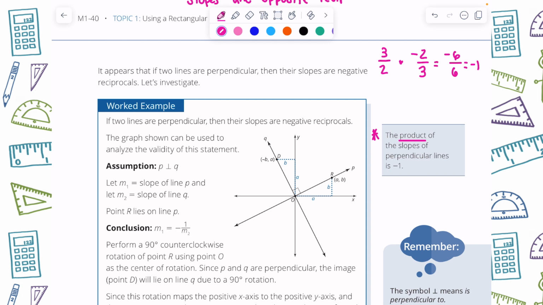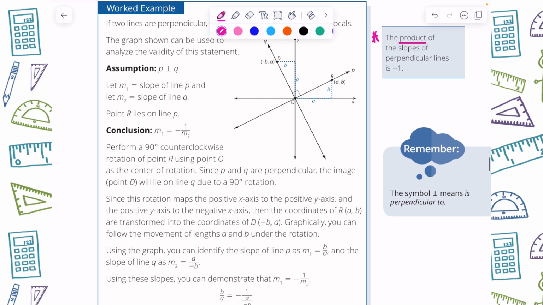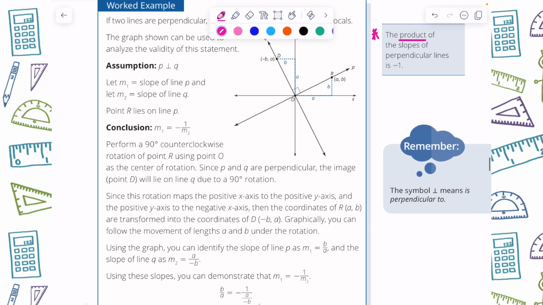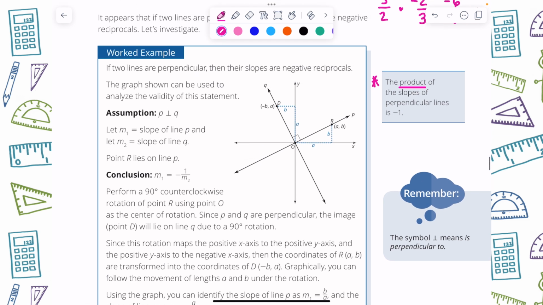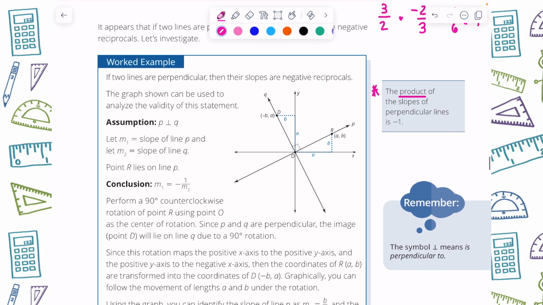So if you would like to think of perpendicular slopes having a product of -1 instead of them being opposite reciprocals of each other, that's fine. It's really the same thing. I will always call it opposite reciprocal slopes, but you're not wrong if you say that their product is -1. This worked example goes through and explains why that works out, but it can get a little confusing, and I don't really want to confuse you with all this. So I would rather you just know that perpendicular lines have opposite reciprocal slopes instead of trying to go through this worked example. So we're going to skip over that.